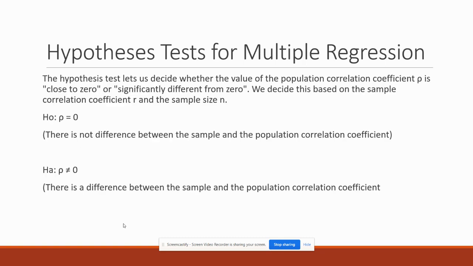Okay, we do hypothesis tests for multiple regression. It's the same as what we did for linear regression. The null is the Pearson correlation coefficient equals 0, which means there's no difference. And the alternative is the Pearson correlation coefficient does not equal 0, which means there is a difference.